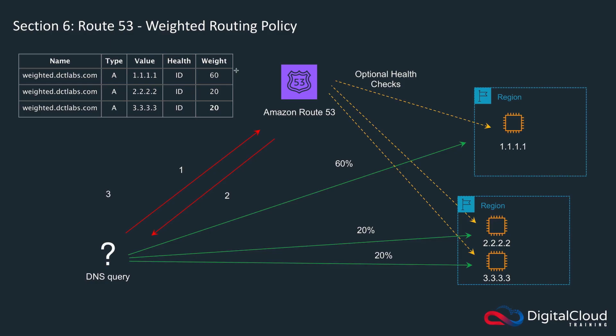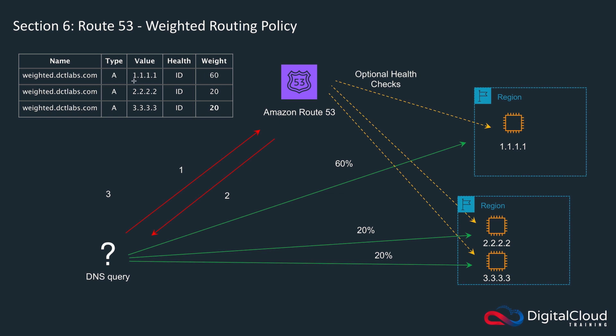We're now going to cover the weighted routing policy. The weighted routing policy is similar to simple, except that you can apply a weight to each record. So what you do is you create a record, let's call it weighted.dctlabs.com, and you create multiple records within Route 53, each with a corresponding value and IP address of a server. But you then specify the weight, and this is the percentage of traffic that's going to be sent to that target.